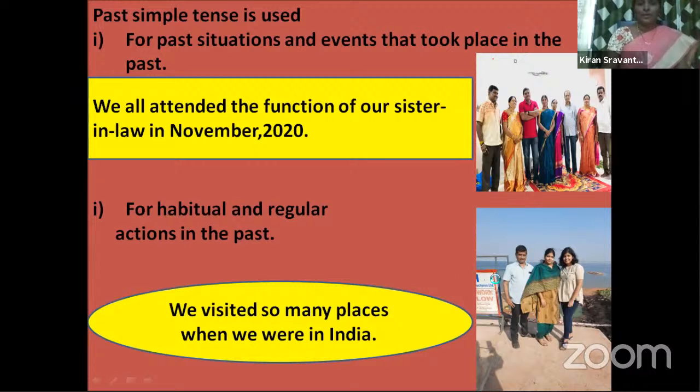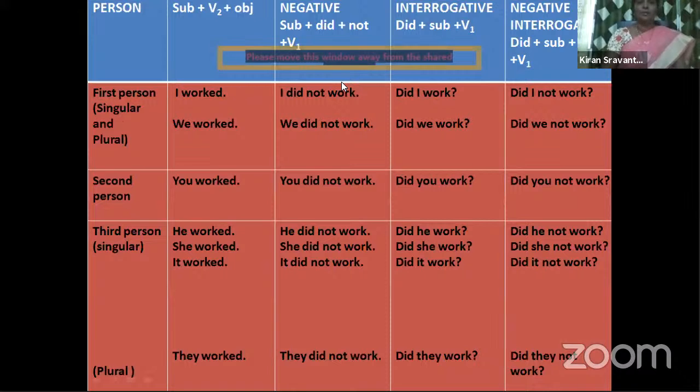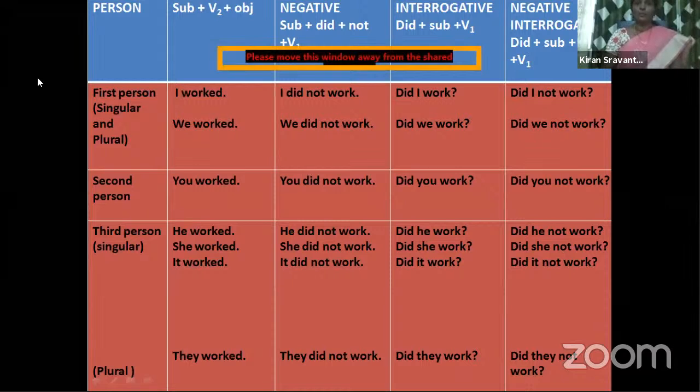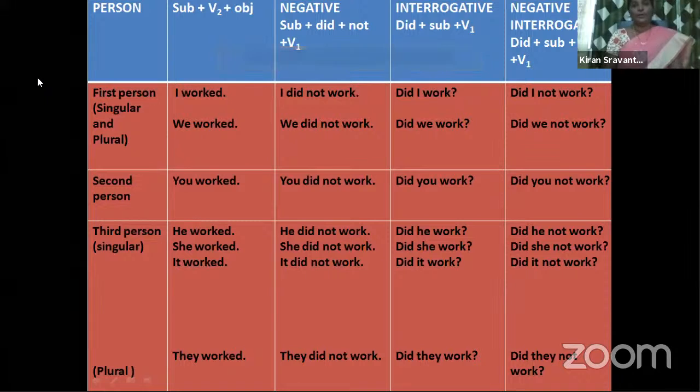Then coming to the next slide, how to use past simple tense. In the last class we have seen how to make use of present simple, present continuous tense, present perfect tense, and present perfect continuous tense. In the same way, we learn how to use past simple tense: how to write an affirmative sentence, how to frame a negative sentence, how to frame an interrogative sentence, and how to frame a negative interrogative sentence.